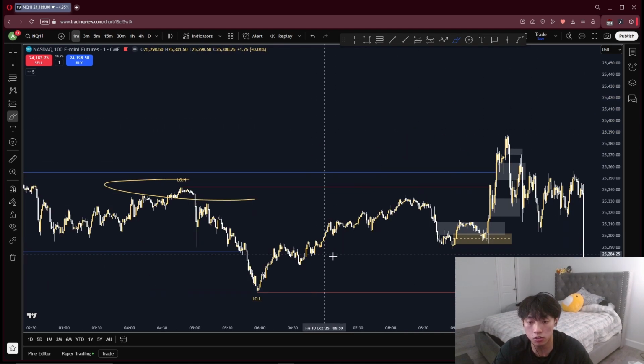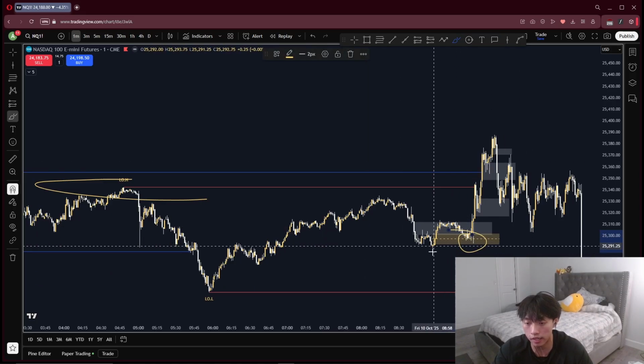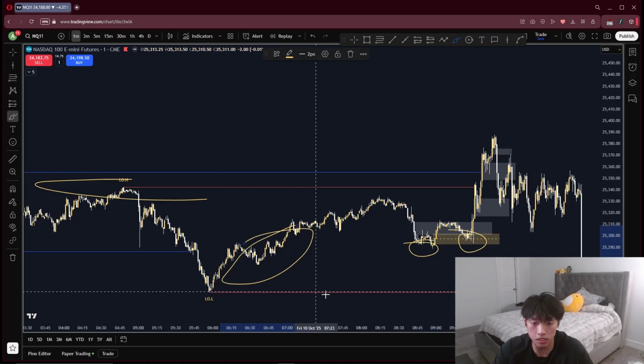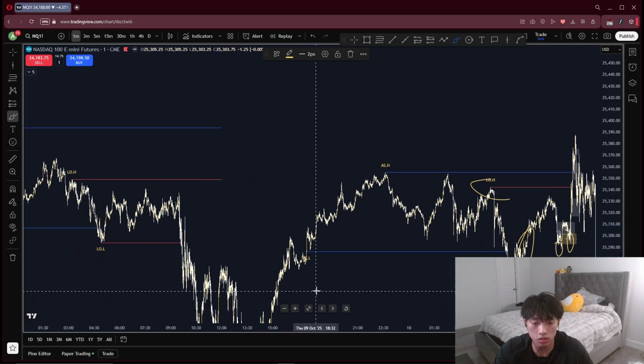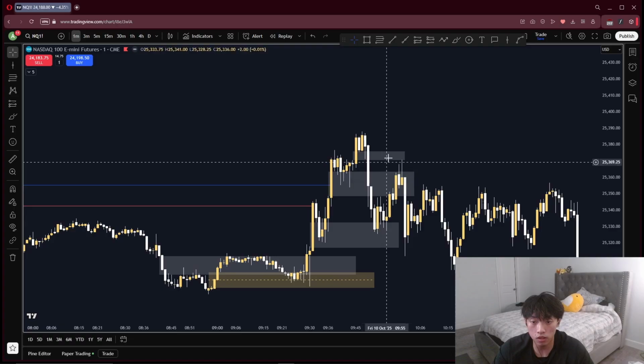Would it make sense for a reversal to the downside? Do we have liquidity? Well, of course we do. We left this opening range move right here. We have liquidity right here. We've been generating high resistance liquidity. We have London lows, and we have all these lows over here. It would make sense for shorts, and that's basically what ended up happening.